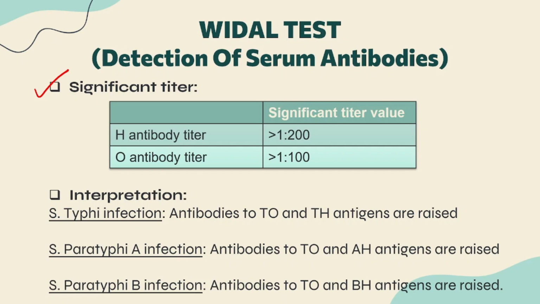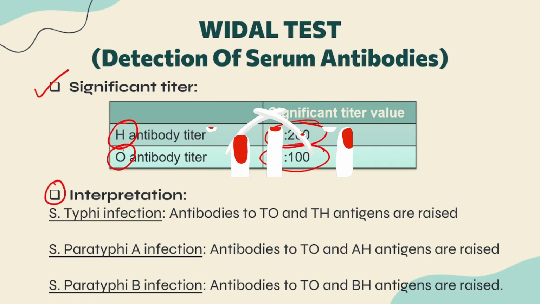Significant titer means that if the H antibody titer is more than 1:200, it is considered significant, and for the O antibody, if the titer is more than 1:100, it is considered to be significant. Okay, so that was all with respect to the significant titer for the Widal test. Then we have the interpretation of this, guys.